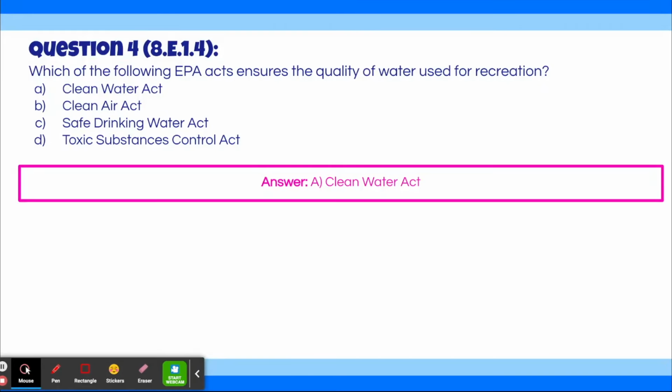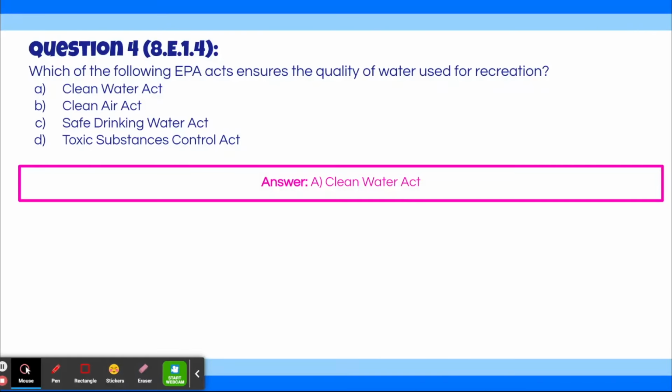So it definitely isn't necessary to know all the EPA acts, just because there are so many of them. The two main ones to know, because of the water unit, would be the Clean Water Act and the Safe Drinking Water Act. However, you can still answer this question without knowing any of the acts. In these four choices, there are two possible choices and two not so likely choices. The very unlikely choices would be B, the Clean Air Act, and D, the Toxic Substances Act.